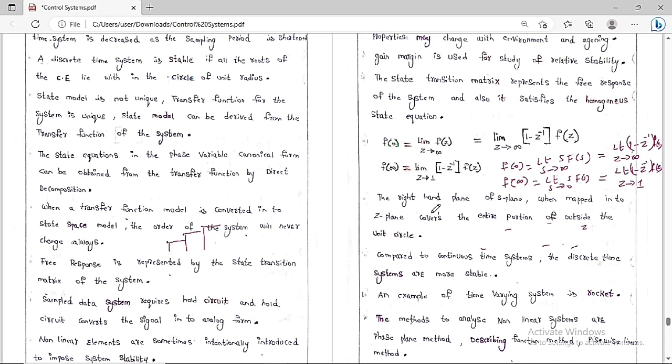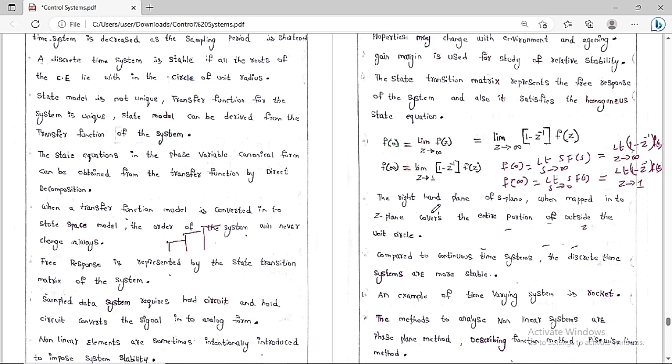So listen carefully. We can say the LHS of the S plane is mapped inside the unit circle, the imaginary axis of the S plane is mapped on the unit circle of the Z plane, and the RHS of the S plane is mapped to outside the unit circle. So this point always you have to keep in your mind. Therefore finally I can say the LHS of the S plane is mapped inside the unit circle, the imaginary axis is mapped on the unit circle, and the RHS of the S plane is mapped outside the unit circle. The next point is, compared to continuous time systems, discrete time systems are more stable.